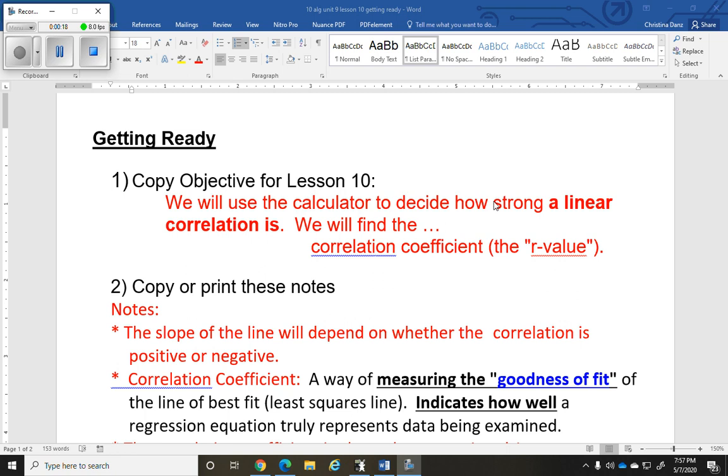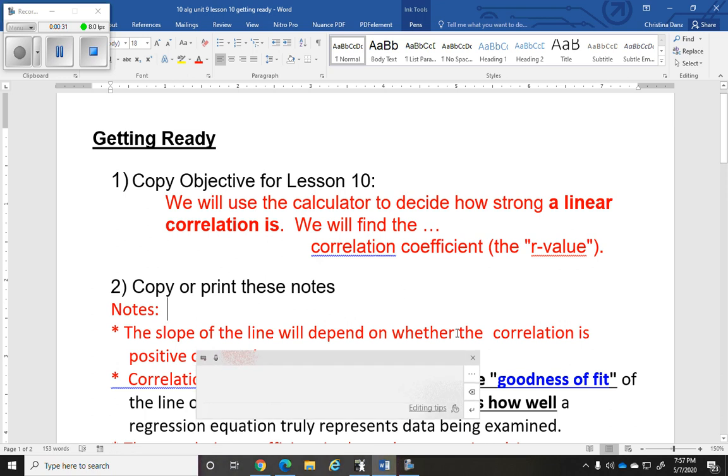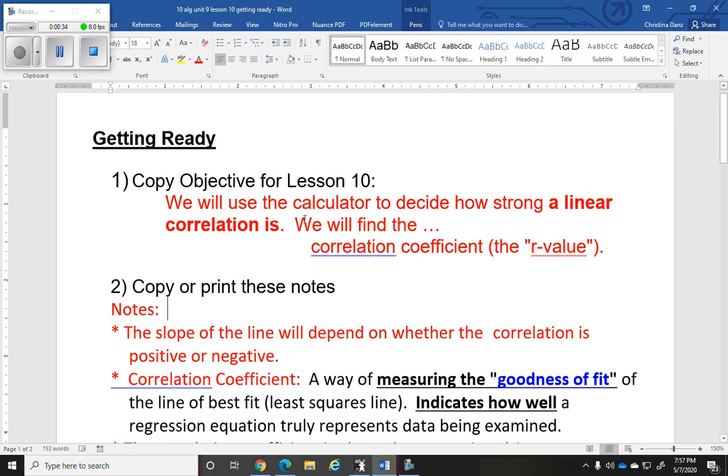All right, so finally today we're using our calculator to actually decide how strong a correlation is. What we're doing is we're finding something called the correlation coefficient. And that correlation coefficient we like to call the R value, because when we use our calculator, it's represented by the letter R. It tells us how strong a correlation is.